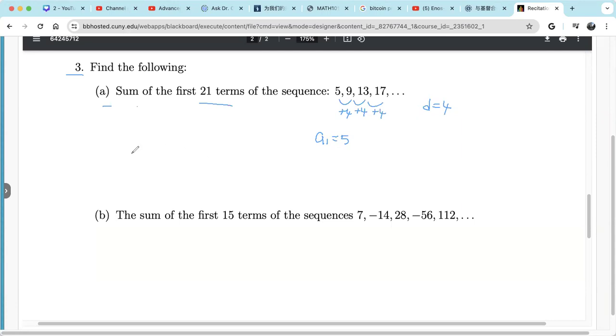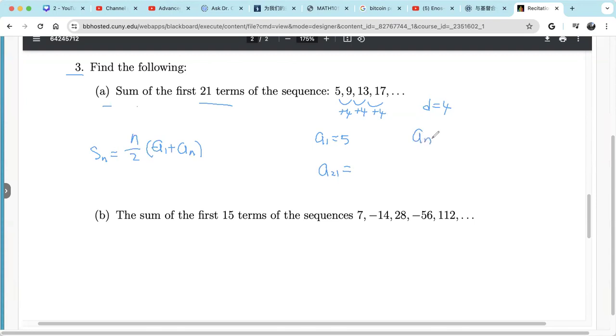Remember, for arithmetic, how do we find the sum? It's n divided by 2. Let's see, Sn, right? The sum of n terms equals n divided by 2 multiplied by a1 plus an. So a1 is 5, a2 is 9, a3, and so on and so forth, and we want to find a21.